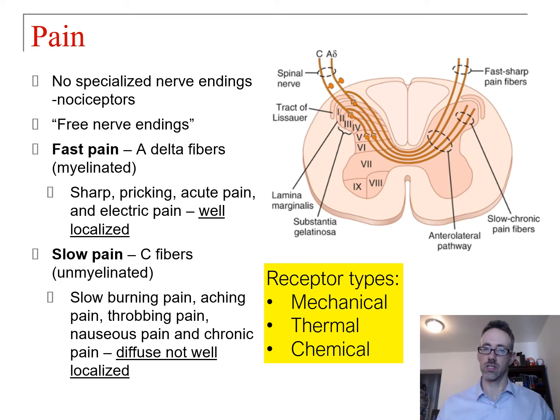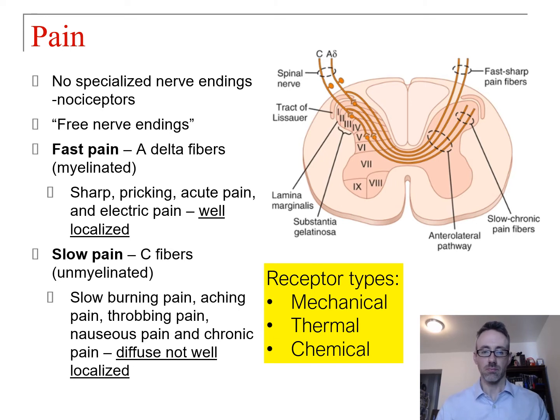So those are really the 2 general pathways that I want you to know. The spinothalamic pathway, carrying pain and temperature, and the dorsal column medial lemniscus pathway, which carries light touch, proprioception, and vibration sensations. Okay, now what I want to do is get into a little bit more detail about pain itself.